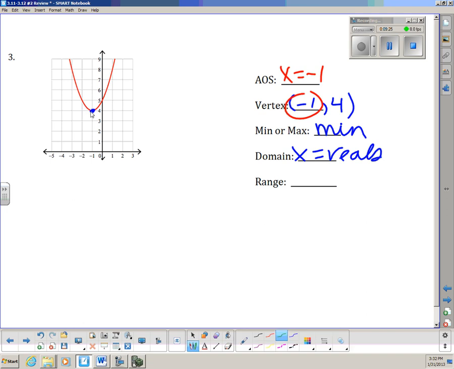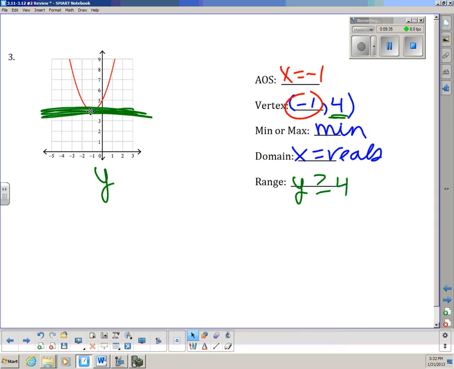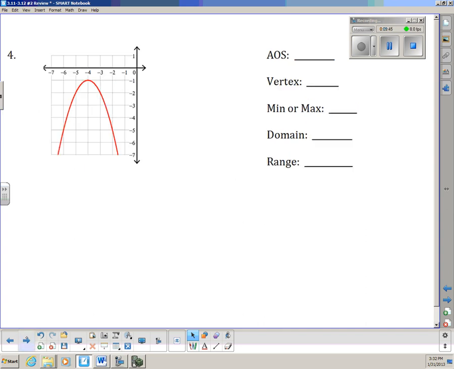The range all depends upon the y coordinate. This is our lowest y value. Remember, here's your y-axis. So your y is greater than or equal to 4. Your vertex plays a key role in helping you find the axis of symmetry and the range. Let's take a look at the next one.